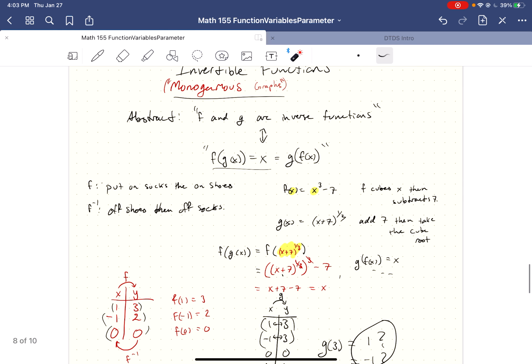So, what is an inverse function technically? Two functions are inverses if when you do the composition, f of g of x, you'll get x. And it has to work in both ways. g of f of x is x.